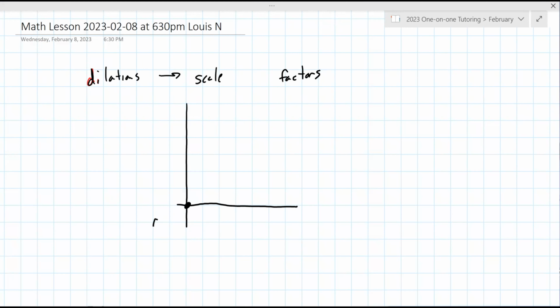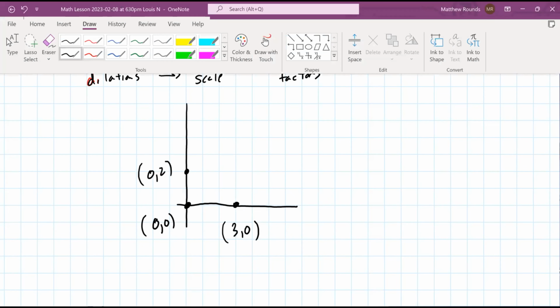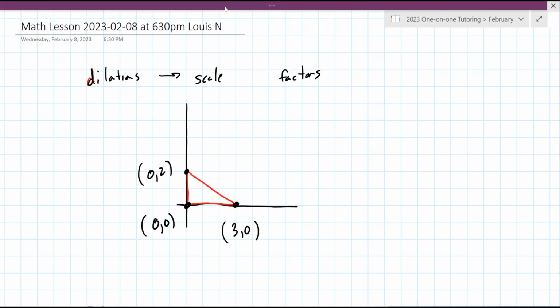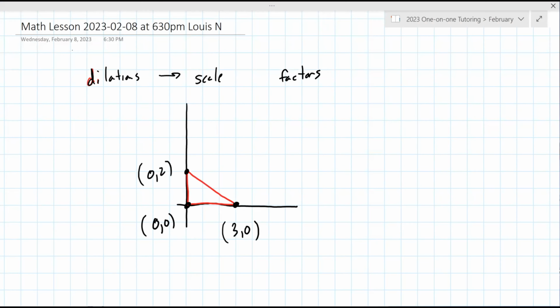I'm going to put a point at 0, 0, and then another point at 0, 2, and then another point at 3, 0. Now we were doing geometry last time. What shape is this? Triangle. Okay. So now here's what we're going to do.